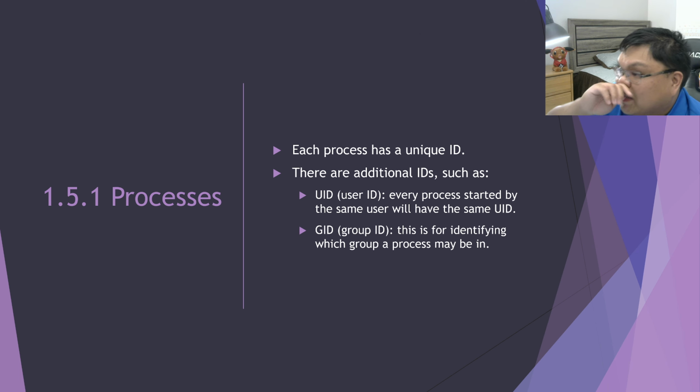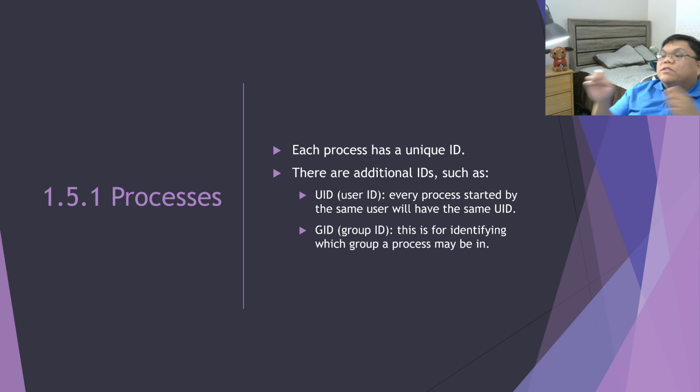Here are a few other things about processes. Each process has a unique ID. Each process also has a user ID, meaning every process started by the same user will have the same user ID. Every process may also have a group ID, for identifying which group a process may be in.